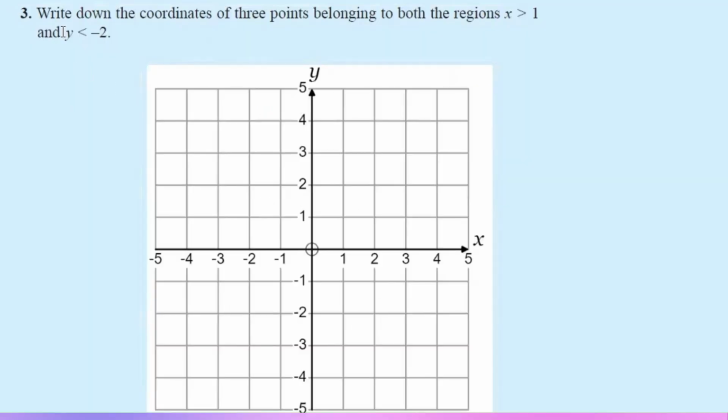Write down the coordinates of 3 points belonging to both regions x greater than 1 and y less than minus 2. Draw the straight line x equals 1 using a dotted line. Write the equation next to it, x equals 1. x is more than 1 means the values are 2, 3, 4, 5. So we need to shade this area.